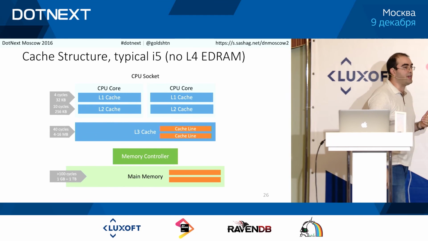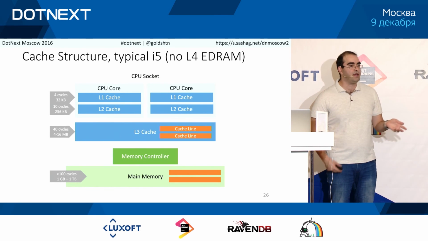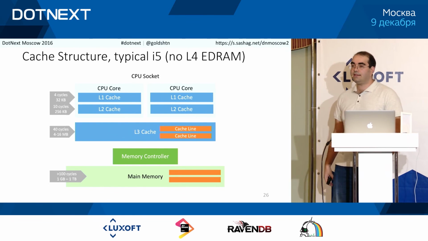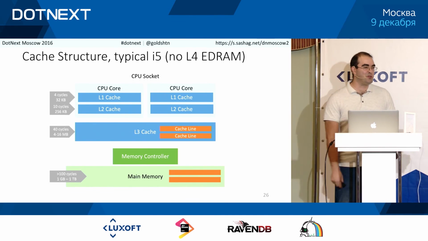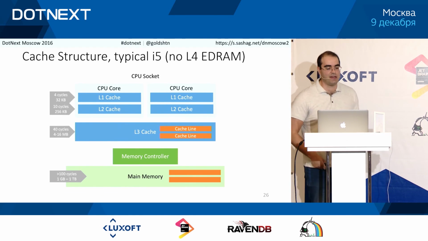Then we have a shared cache, a level 3 cache, which could be like 4 megabytes, 6 megabytes, even 20 megabytes on some high-end processors. And that takes 40 cycles to access. So that's 20 nanoseconds. We could do a whole lot of vector operations in 20 nanoseconds.